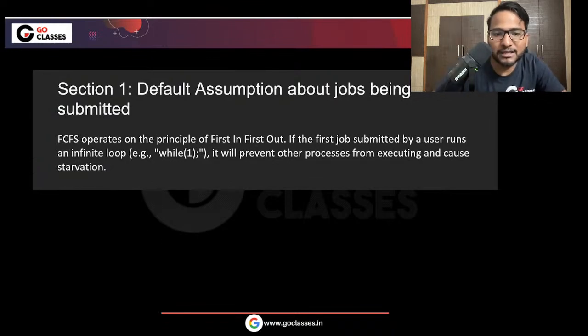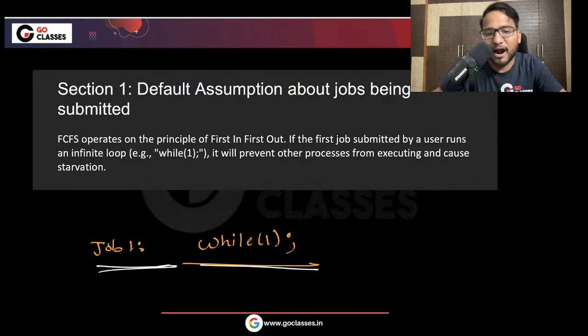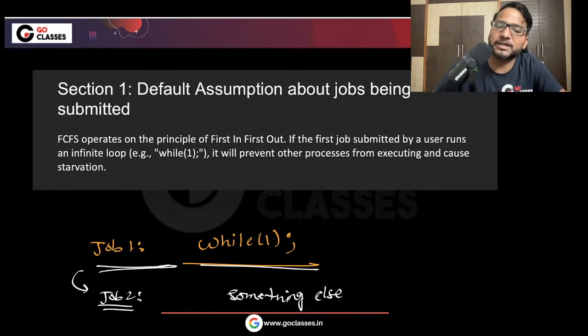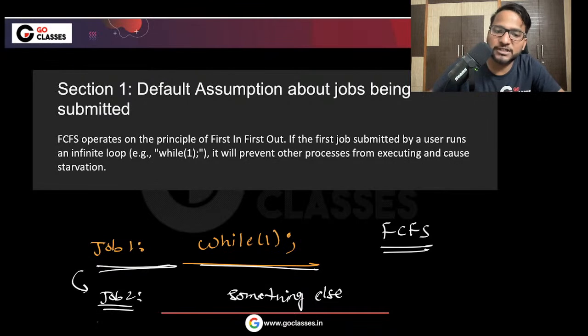See, suppose that there is one job that you submit to the CPU, which is while one. Suppose you submit this job, then what will happen? Suppose this is job 1, which means this is your first program that you are submitting to the CPU, and then you are submitting some other program after it, which means you are submitting job 2 after it, which is something else, right? Similarly, job 3 is something else, something like that. Then, if you are using FCFS, in that case, if you are submitting in this order, then job 1 will get submitted first, right? Because it is first come first serve.